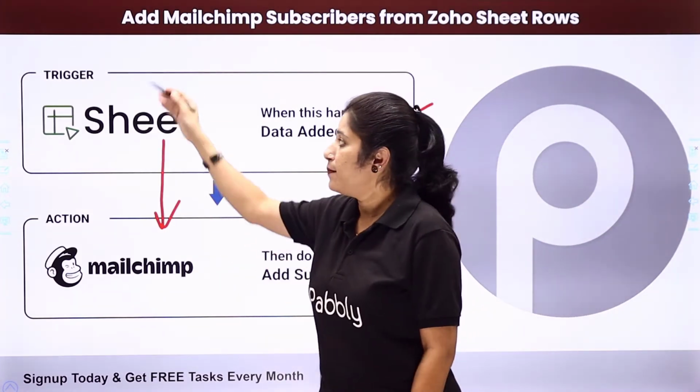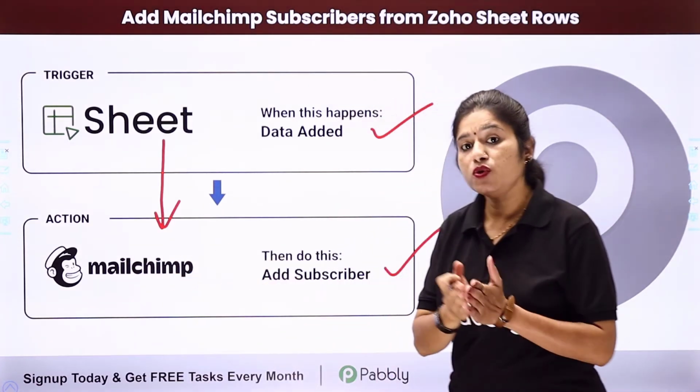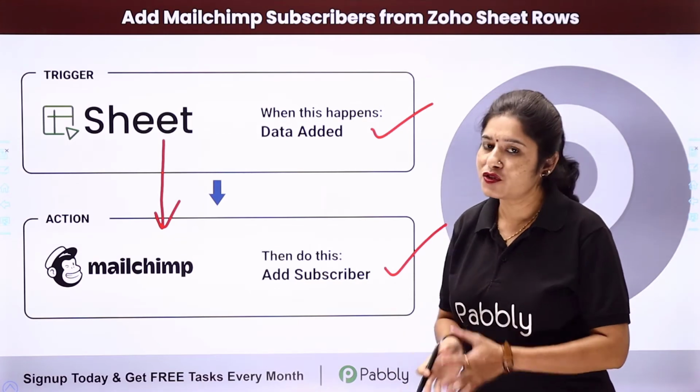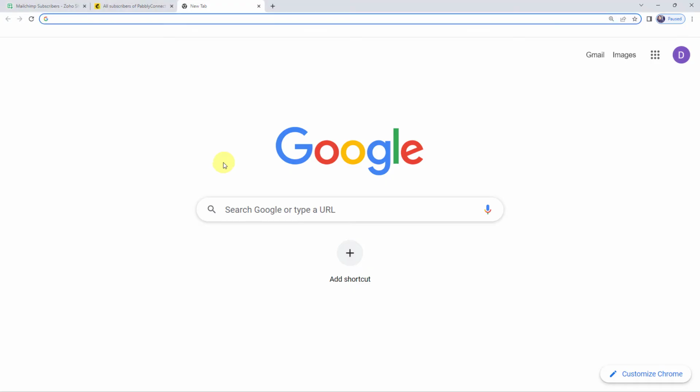For that, you need to integrate your Zoho Sheet with Mailchimp. So here your trigger application would be Zoho Sheet and your action application would be Mailchimp. So how can you integrate both these software applications using Pabbly Connect? For that you need to come to my screen. So welcome to my screen.